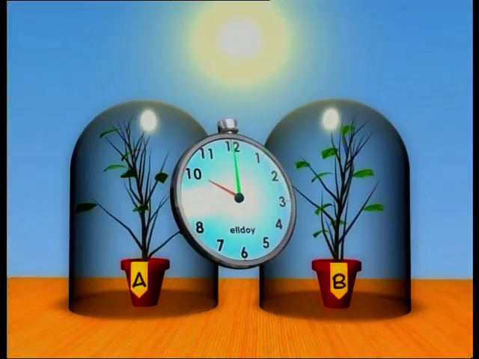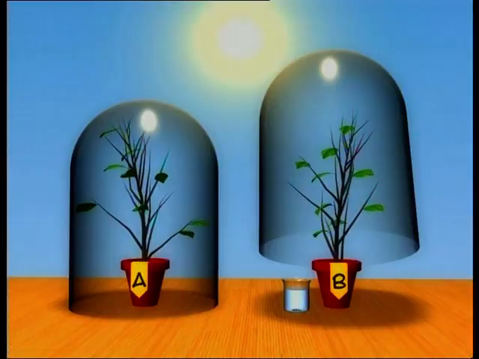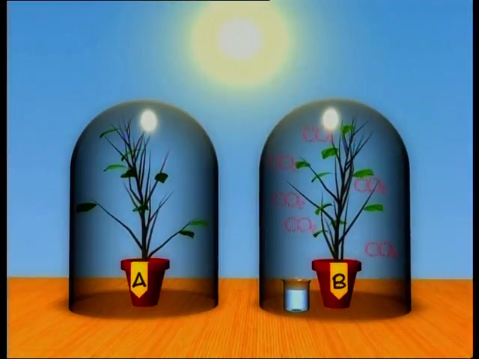Fill a beaker with sodium hydroxide solution. Put the beaker in bell jar B. The sodium hydroxide will absorb carbon dioxide in bell jar B.